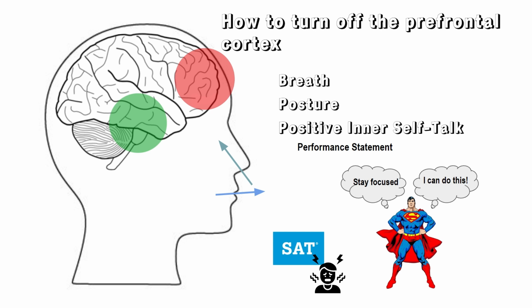Lastly, we have positive inner self-talk. Say a performance statement to yourself. A performance statement can be, stay focused. I can do this. I'm the best. Stay calm, depending on what you need. Repeating a performance statement to yourself promotes confidence. You can even Superman pose, which boosts your confidence even more. Doing all these things successfully turns off your prefrontal cortex and allows your muscle memory to gain control.